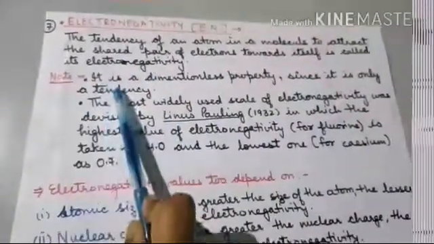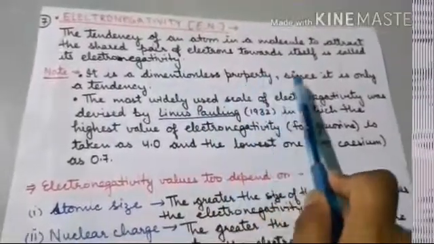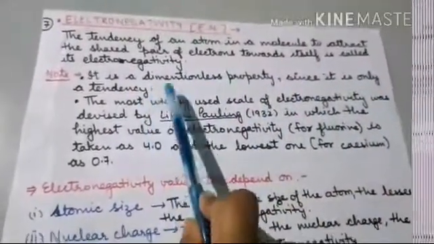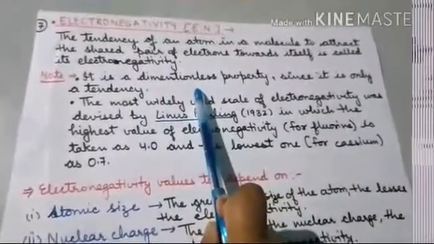Now there is a note. It is a dimensionless property since it is only a tendency. So there is no unit for electronegativity.